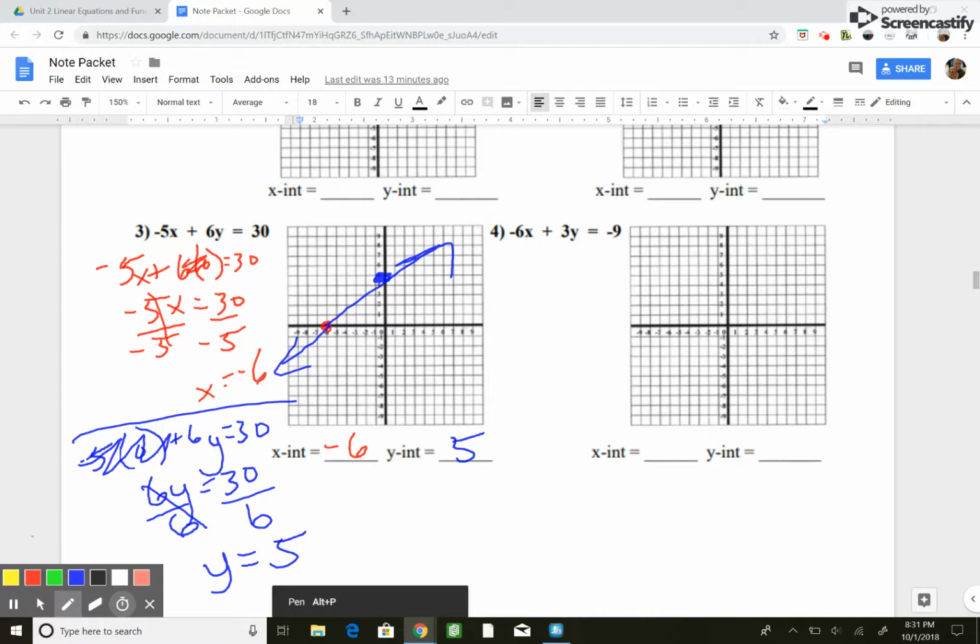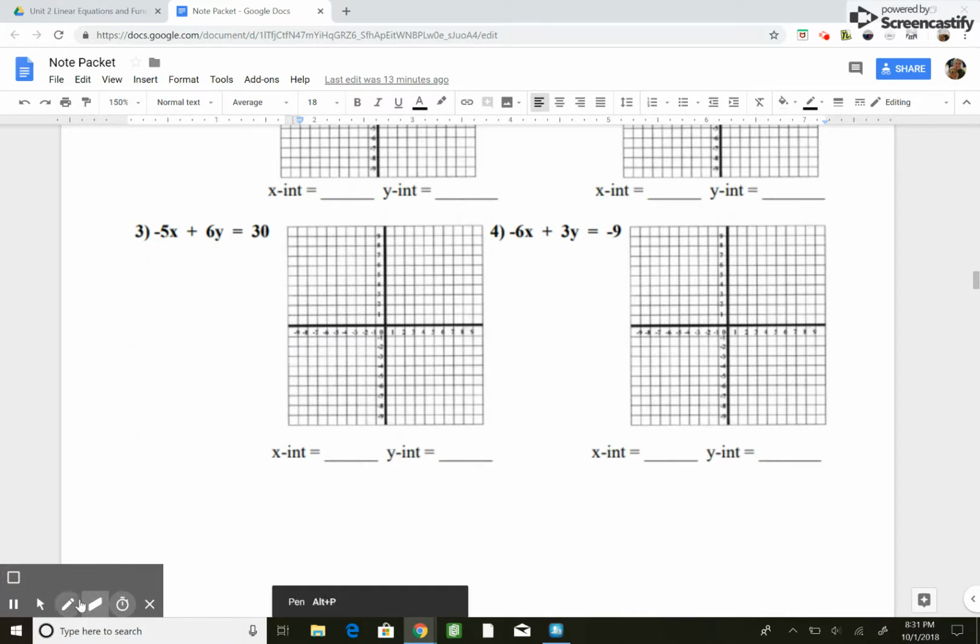Alright, last one. Plug 0 in for y. I don't know why my pen always acts weird when I'm on that side. So plug 0 in for y. I don't know why it keeps doing that. Just go with it if it does. Ugh.